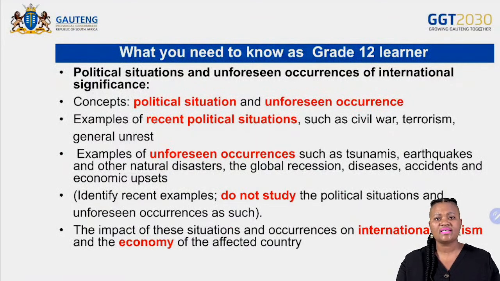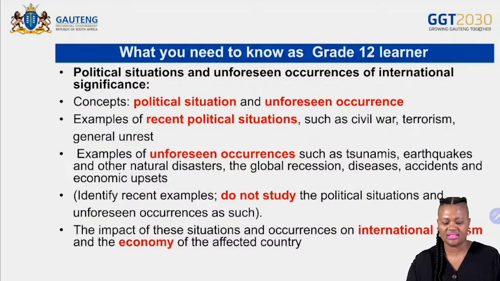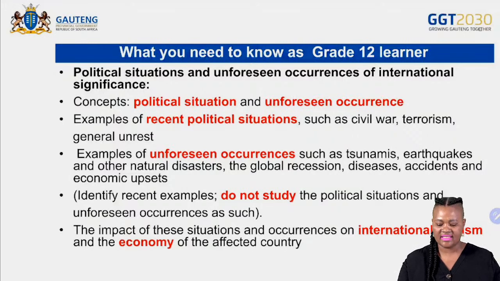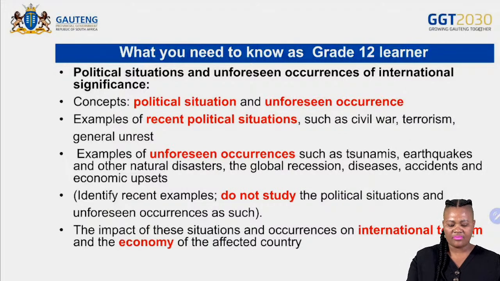You need to know concepts, what is a political situation, and an unforeseen occurrence. Examples of recent political situations such as civil wars, terrorism, and general unrest. Examples of unforeseen occurrences such as tsunamis, earthquakes, and other natural disasters, the global recessions, diseases, accidents, and economic upsets. You should just be able to identify recent examples. You do not need to study the unforeseen occurrences as such and political situations as such.